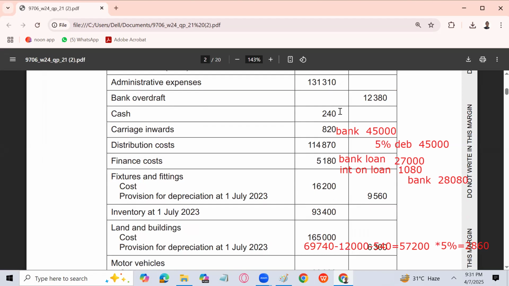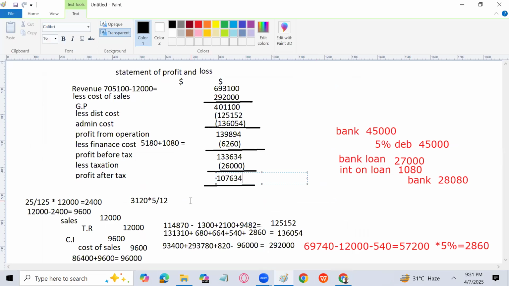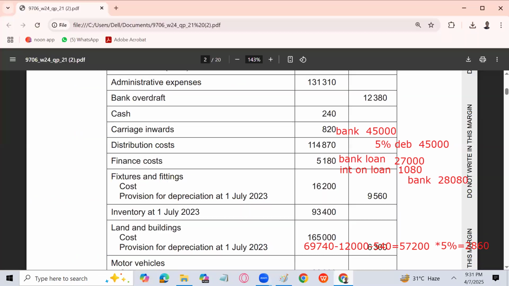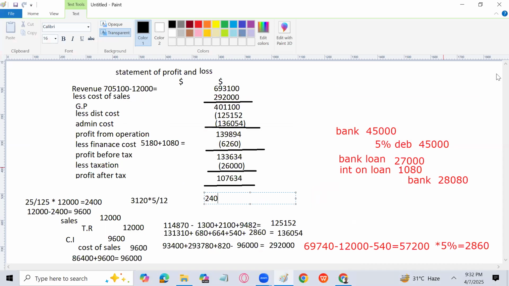So we'll calculate the cash and cash equivalent. How? 240 is positive, whereas 12380 is negative. Let me do it here. 240 is positive, cash is there, minus bank overdraft 12380. Then we will add bank, because we have issued 5% debenture at the end of the year, 45,000. And then we have paid bank loan and interest out of this amount, which is 28080. So this is how we will get the answer for the cash and cash equivalent.